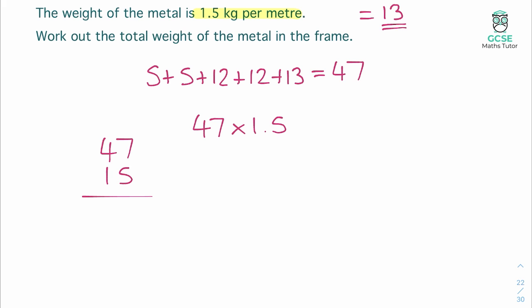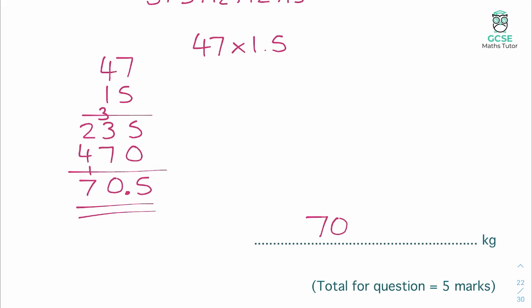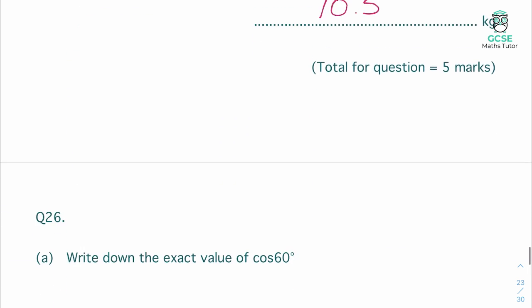So 5 times 7 is 35, 5 times 4 is 20, add the 3 is 23. Put your placeholder for the tens, 1 times 7, 1 times 4, add those all up, 0, 1, 7, so 70.5 when we hop the decimal back in. So our final answer there is 70.5. Okay, on to our next question.